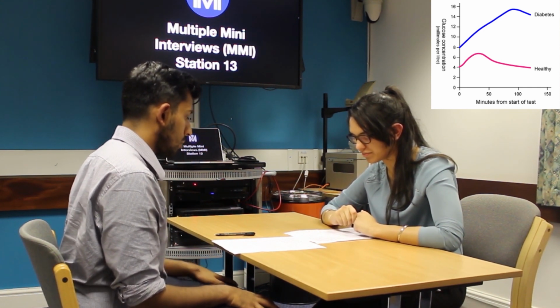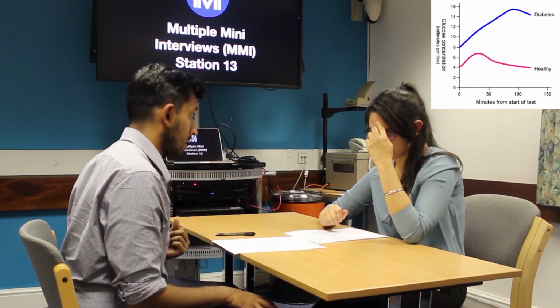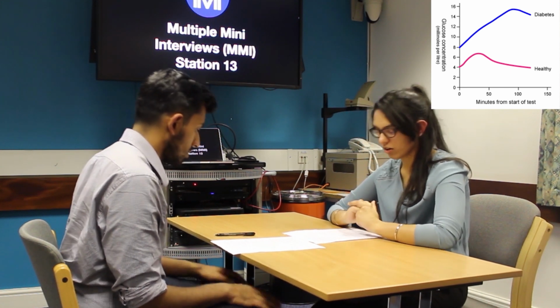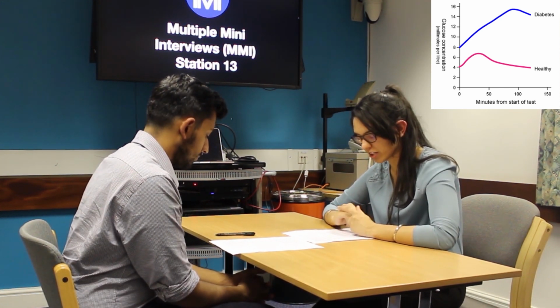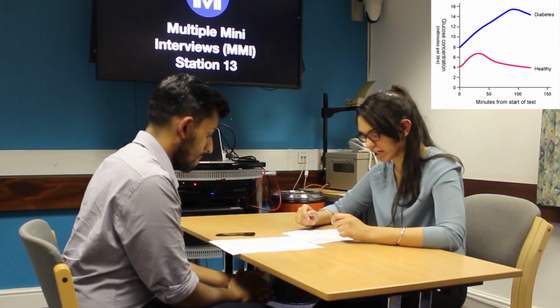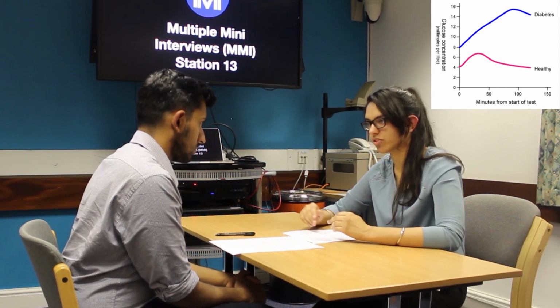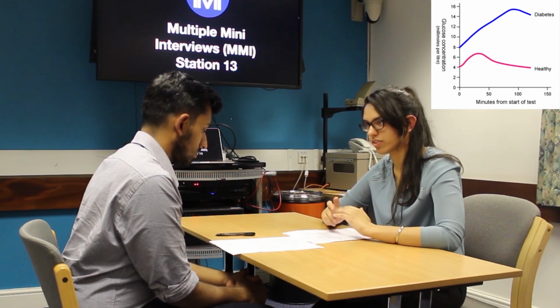Okay. So before I was asking you to describe the trend, now I'd like you to explain the mechanism which causes the glucose levels to fall in this healthy patient. Oh, okay. So an increase in glucose means obviously that there's more insulin present. Okay. Yeah, and obviously this doesn't happen for a diabetic patient because they have problems producing the insulin.